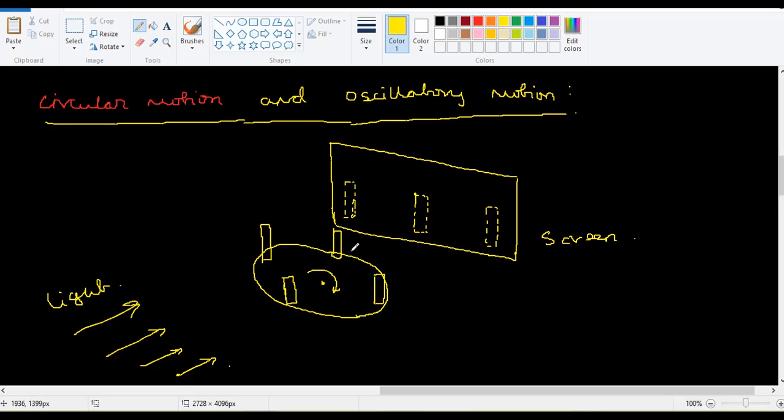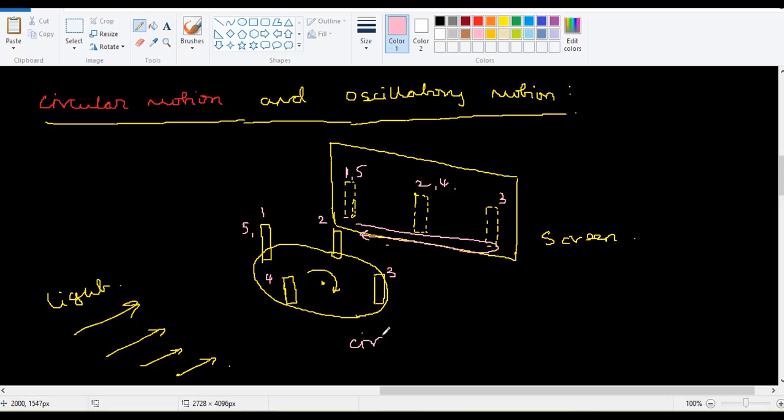So by the time this completes one full circle, this would have gone through positions 1, 2, 3, 4. For 1, the shadow will be here. For 2, it will be here. For 3, it will be here. For 4, again, it will be here. And if I come back to this point, 5, again, it will be here. So you are starting from here, going and then coming back here. When this completes one full circle, this would have completed one full cycle. Everyone following? What you see on the screen is not a circular motion, you are seeing an oscillatory motion. It's going back and forth, and it will be a simple harmonic motion.